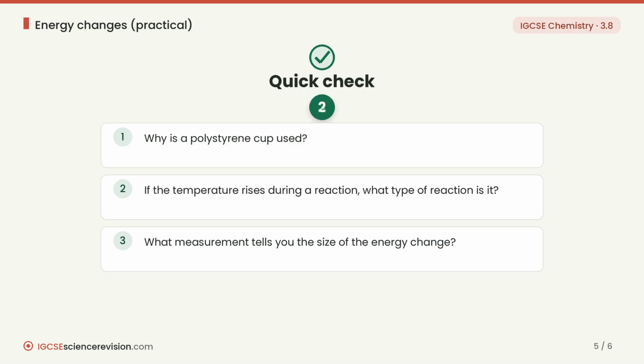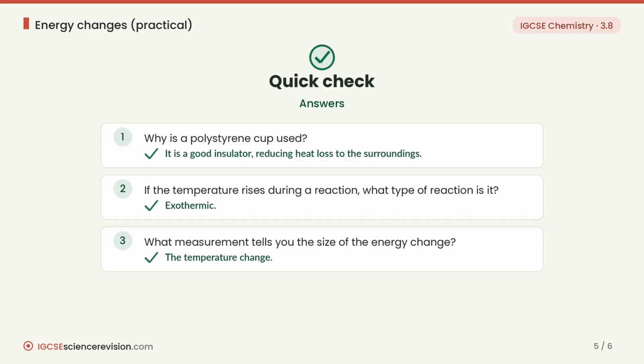3, 2, 1. Here are the answers. 1. It is a good insulator, reducing heat loss to the surroundings. 2. Exothermic. 3. The temperature change.